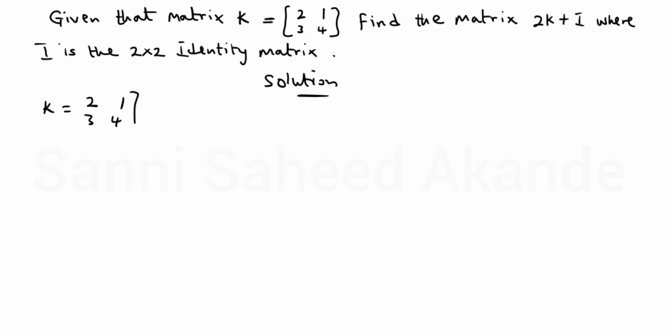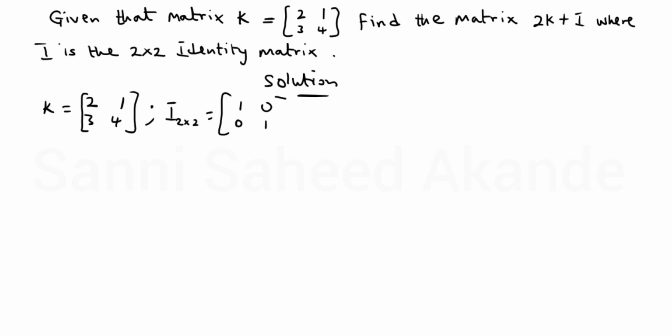Okay, so here they are saying another thing. They said I is the 2 by 2 identity matrix. You will remember when we were looking at types of matrices, we talked about identity matrix, and specifically we talked about 2 by 2 identity matrix. And 2 by 2 identity matrix is given as 1 0 0 1.